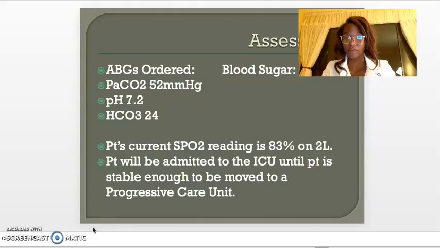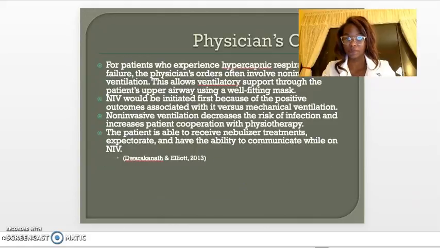The patient's current SpO2 reading is 83% on 2 liters, which is not really good. We're going to try to bring that up. So also the patient will probably be admitted to the ICU until they're stable enough to go to the progressive care unit. So with that, we'll start with non-invasive ventilation.